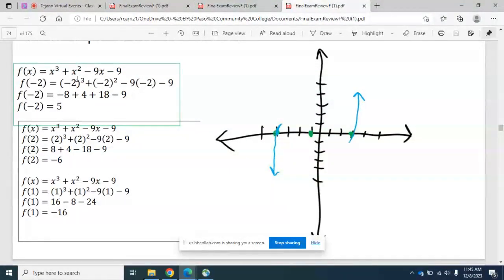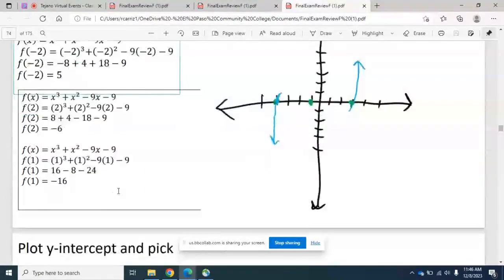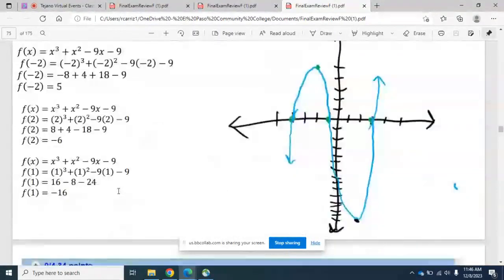So here, when I picked x equals -2, I saw that my y value was a 5. And when I picked x equals 2, I saw that my y value was a -6. And then when x was 1, I saw that my y value was a -16. So I can now plot these points.